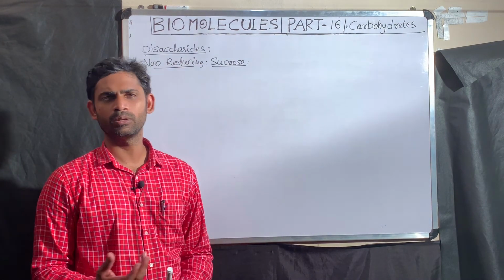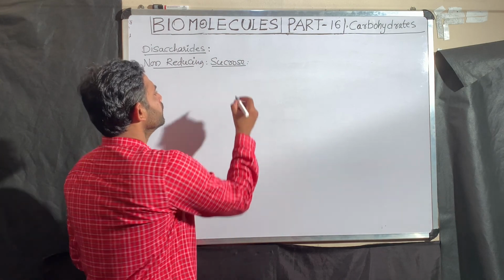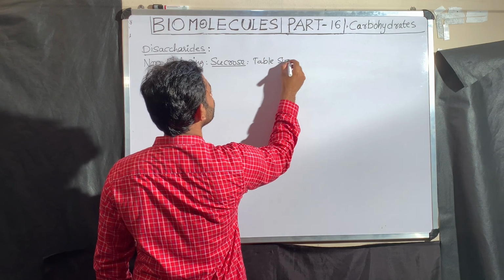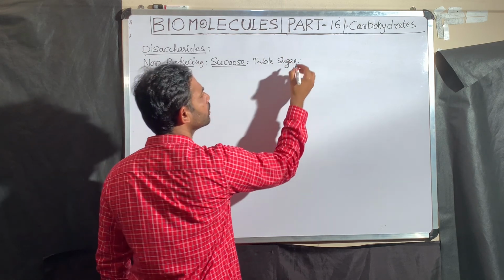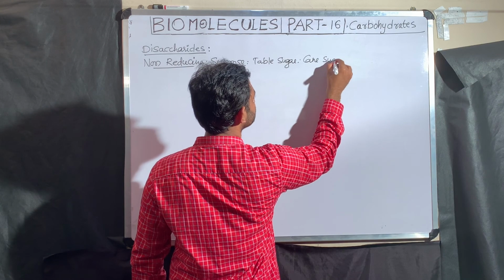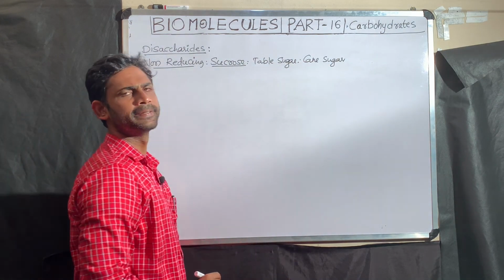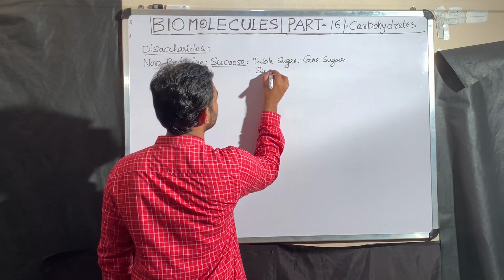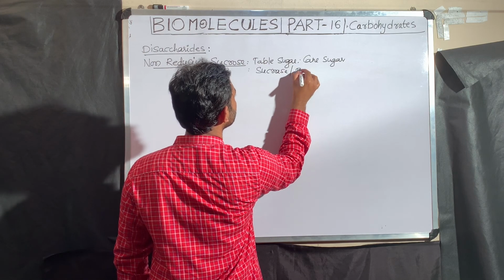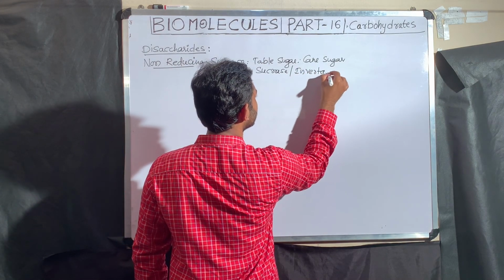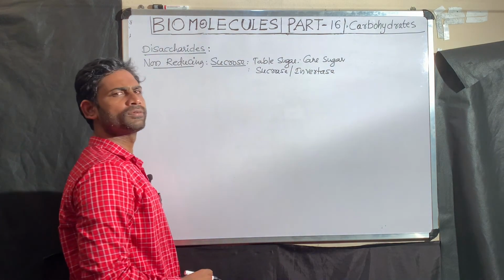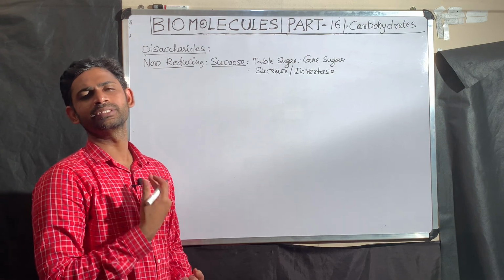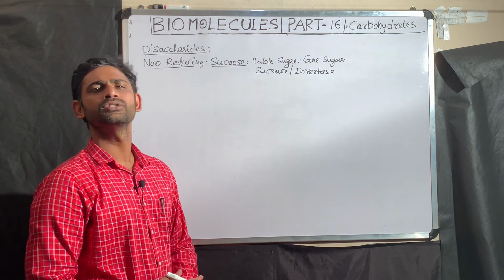That example is a well-known sugar, sucrose. This sucrose is called table sugar, the one we are using, also called cane sugar. This is one point. Next point, the enzyme that causes the breakdown of sucrose is called sucrase or invertase, because inversion is one of the very important properties of sucrose.